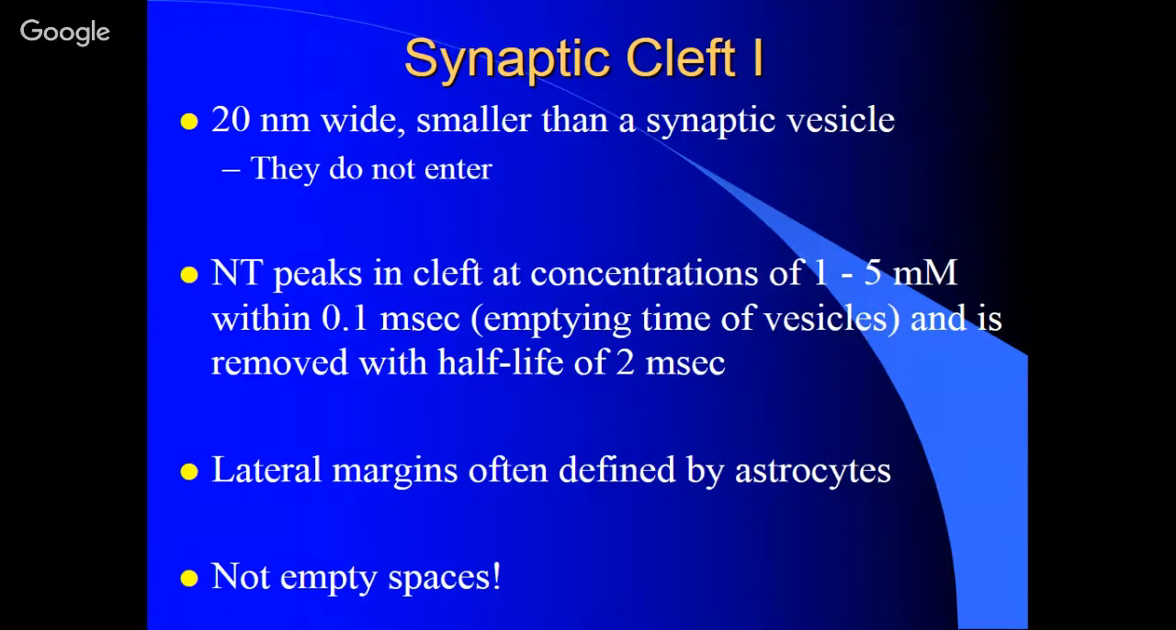the synaptic cleft. The neurotransmitter peaks in this cleft at about 5 millimolar, and it does so within 1/10 of a millisecond. So this is a fast process, okay? So from the arrival of the signal until the release of the neurotransmitter and peaking of the concentration is of the same order of magnitude as the electrical synapse. It's only a tenth of a millisecond. So this is the fast part.